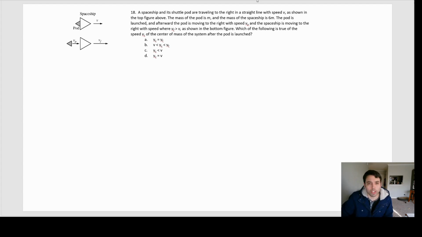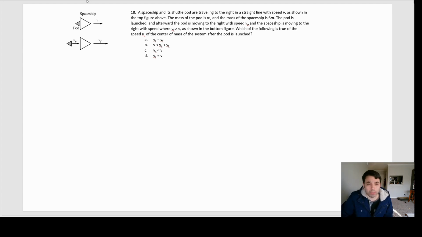18. Oh, I love this problem. We've got a spaceship. This is a center of mass problem. A spaceship and its shuttle pod are traveling to the right in a straight line with speed v, as shown in the top figure above. The mass of the pod is m. So the pod is this little shaded area right here.